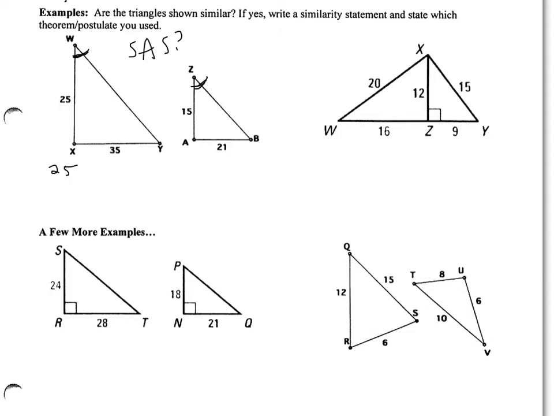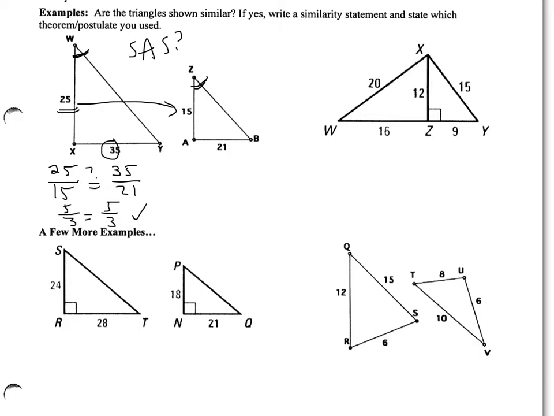Well, 25 on the first triangle is the smaller side. That's because 35 is bigger. Smaller side on the second triangle is 15. I want to know, is that ratio equal to 35 over 21? 35 is in the first triangle, 21 is in the second triangle. Well, 25 over 15, if I divide both by 5, simplifies to be 5/3. 35 over 21, if I divide both by 7, I get 5/3. So great, my sides are proportional. So this looks like it would be SAS.